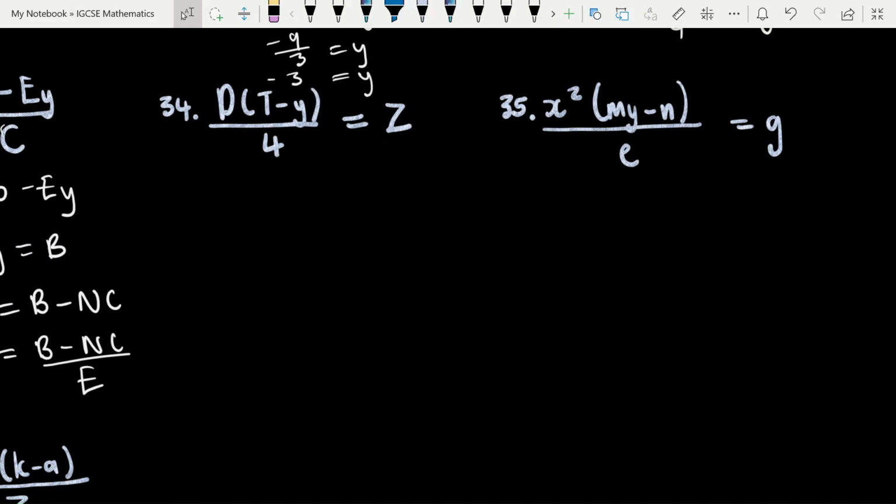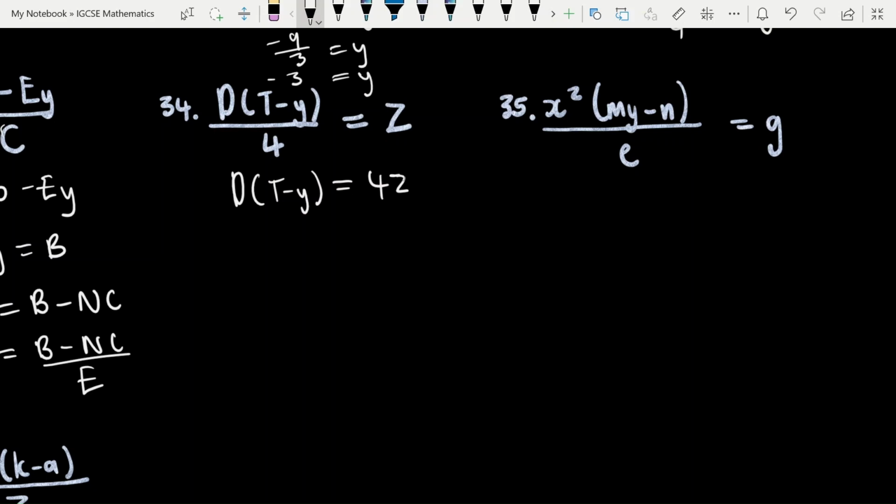Because you've gone a long way, let's finish it up. We see our term with y is in a fraction. That's the first thing we see. We have to get rid of that fraction. We have to break it. Take the denominator to the other side. So we're going to remain with d multiplying t minus y is equal to 4z, because 4 comes and multiplies z. It just becomes 4z. All right.